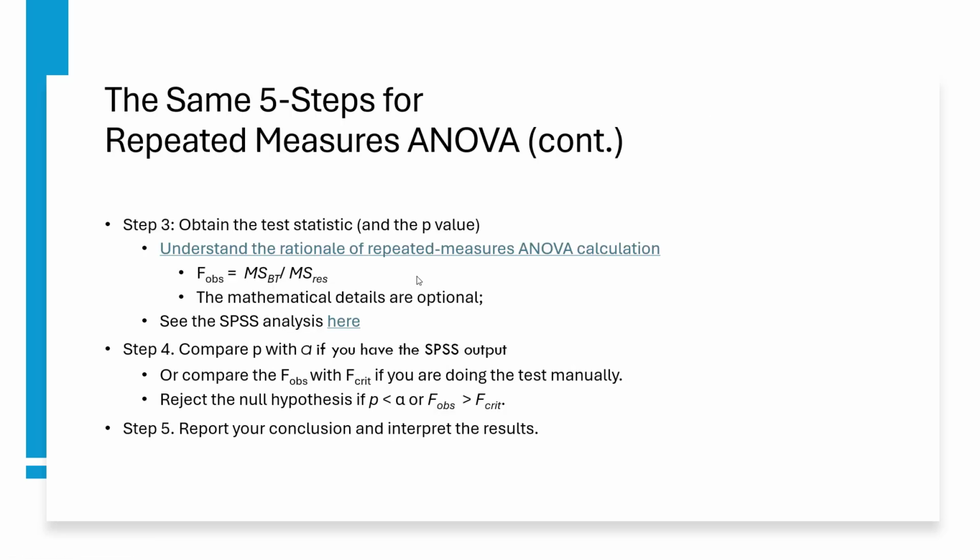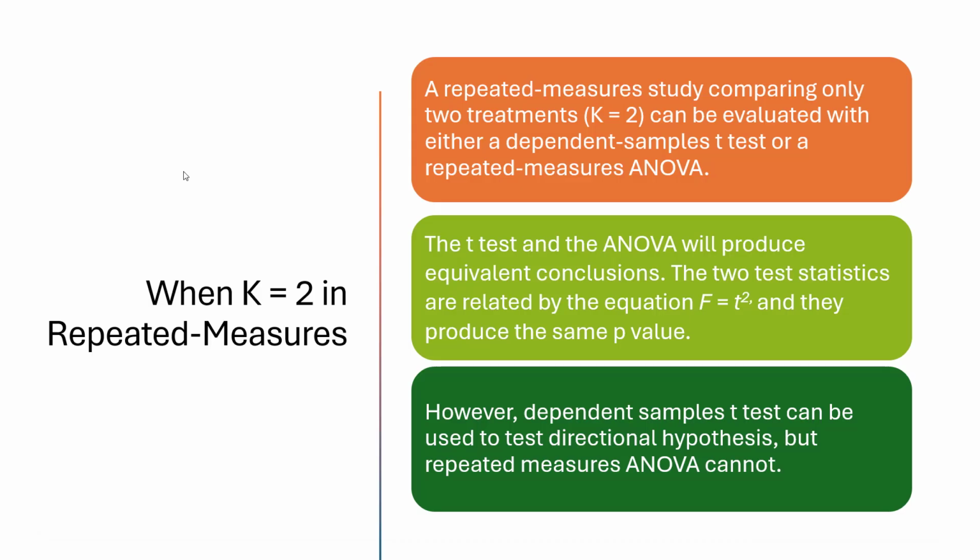In step 3, we run the repeated measures ANOVA in SPSS. Information from SPSS will allow you to complete steps 4 and 5. I will go over steps 3, 4, and 5 in a separate video. Before I let you go, there's one more thing I would like to mention. In a dependent samples t-test, the dependent variable is measured twice. If it's measured 3 or more times, we have to use repeated measures ANOVA.